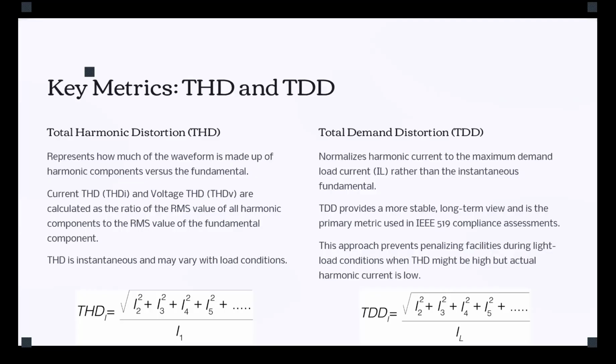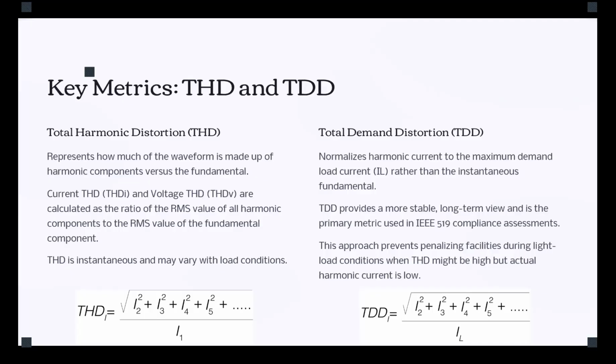Now, for example, current THD shows how much of the current waveform is distorted. The voltage THD works on the distortion in the voltage waveform. Now, THD is an instantaneous measurement, so it can change depending on how much load is being used at the moment. So THD might look high when your system is lightly loaded, not because of a real problem, but because the fundamental current is small. But it could change when we change the load, which means the fundamental current is changing.